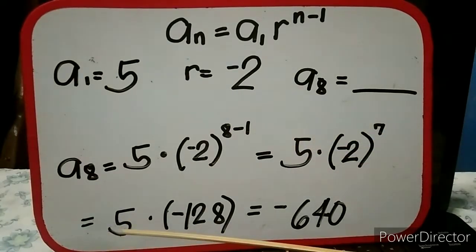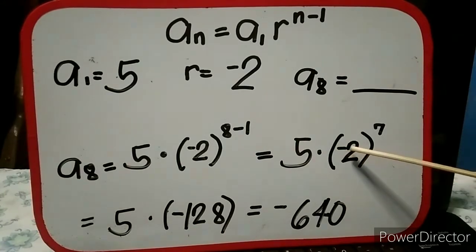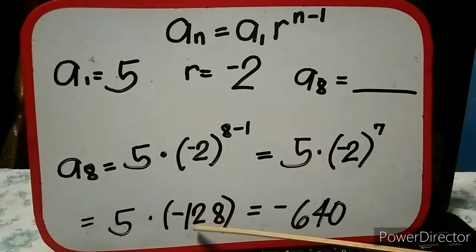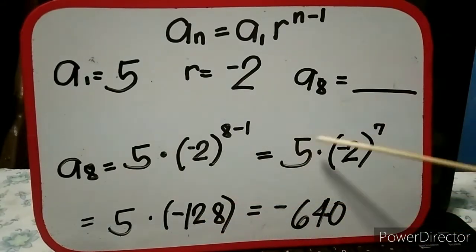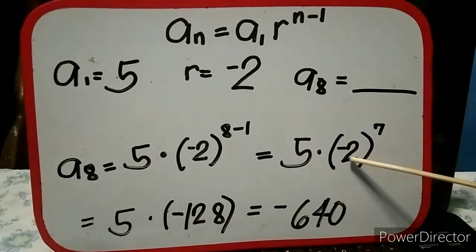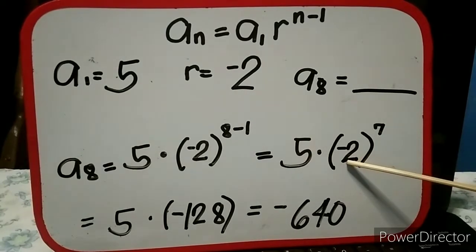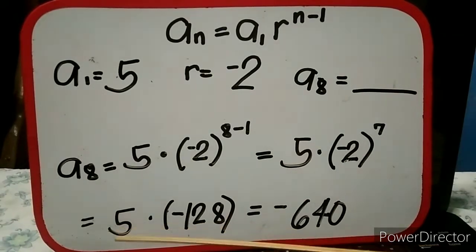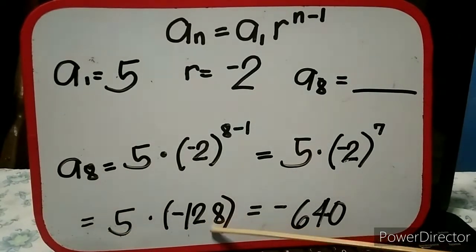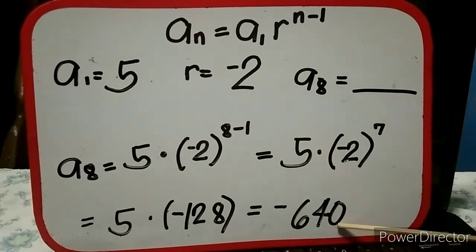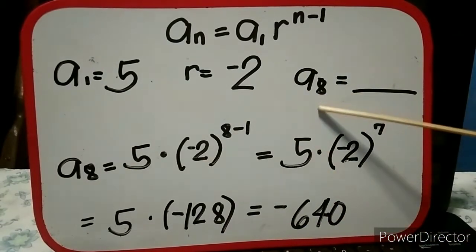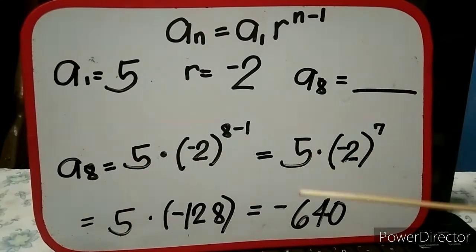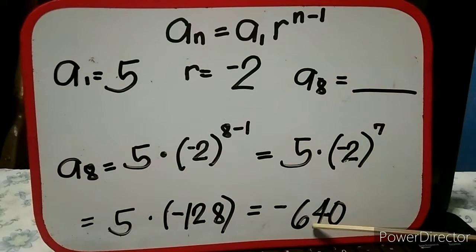Therefore, we have 5 times negative 2 raised to the 7th power, and negative 2 raised to the 7th power is negative 2 times negative 2 times negative 2 times negative 2 times negative 2 times negative 2 times negative 2, and that is equal to negative 128. And 5 times negative 128 is equal to negative 640. Therefore, the 8th term of the geometric sequence is negative 640.